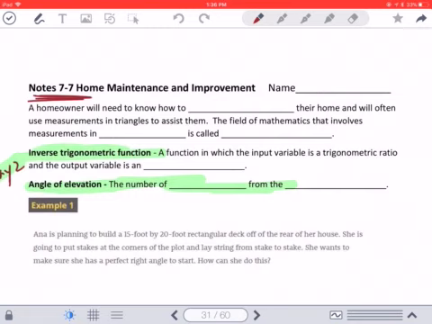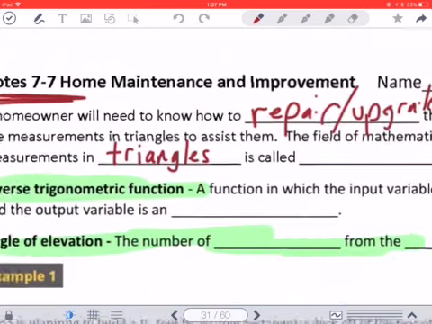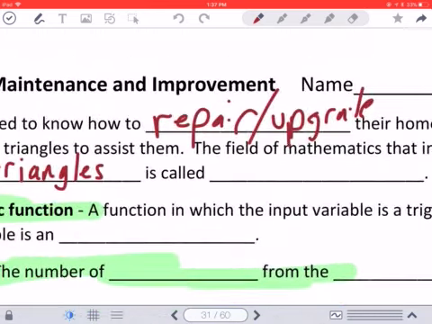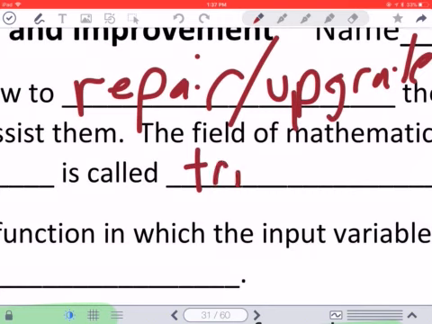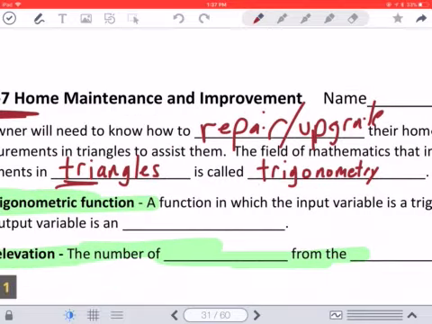So a homeowner will need to know how to repair, a lot of words you can put here, live in, upgrade, their home, and will often use measurements in triangles to assist them. The field of mathematics that involves measurements in triangles is trigonometry. So they both got the word try in there, 3.